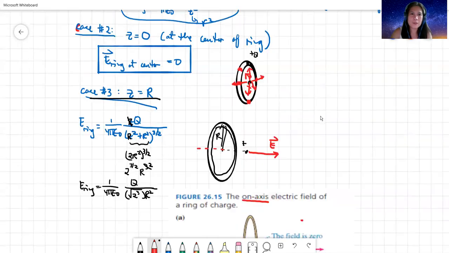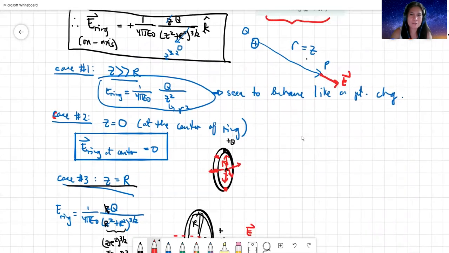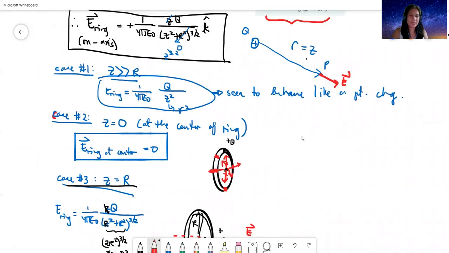I think that would be all. The video is already quite long. So, in the next video, I will be talking about electric field calculation for a disk. A disk is like several rings forming into a disk. Okay? I think I have to stop here and I'll see you later.